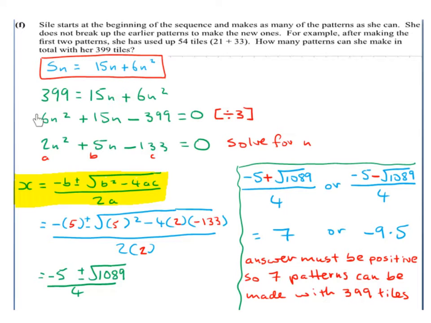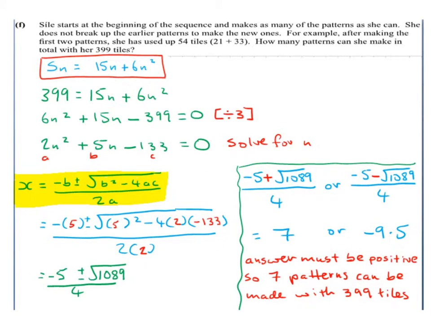So here we have a quadratic trinomial. It's quadratic because it has an n squared, and it's trinomial because there are 3 parts. We have an n squared, an n, and a constant. Now we can simplify this more by dividing across by 3. 6n squared divided by 3 is 2n squared, because 6 divided by 3 is 2. 15n divided by 3 is 5n, because 15 divided by 3 is 5. And minus 399 divided by 3 is minus 133. So we have 2n squared plus 5n minus 133 is equal to 0. And now we want to solve for n.